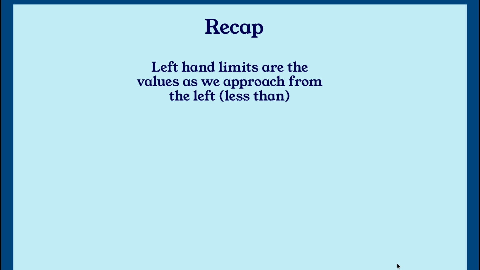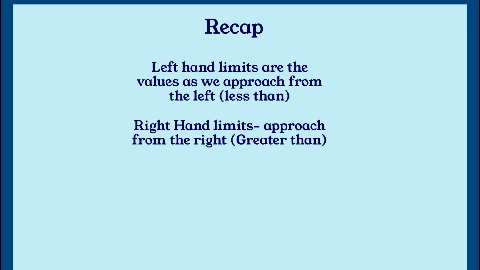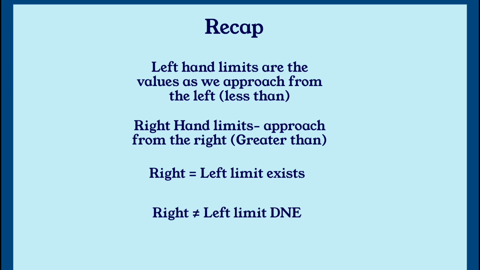So now let's recap all we've learned. Left-hand limits are the values as we approach from the left. And so numerically, that means we're going to be choosing smaller values. Right-hand limits approach from the right, so this means we're going to be choosing values that are greater. And if the right-hand limit equals the left-hand limit, that means that the limit exists. However, if the right-hand limit does not equal the left-hand limit, the limit does not exist.